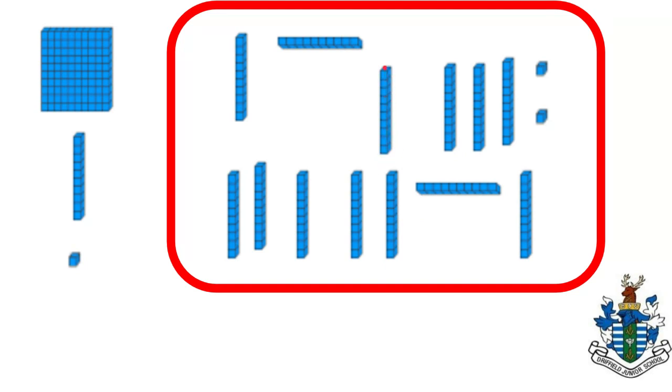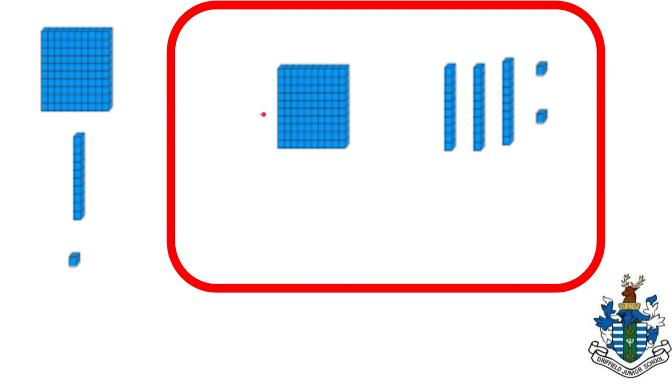10 of these sticks of 10 can be represented as 100, so let's exchange 10 of those 10s for a 100. We could stick them together, we could combine them, or we could just swap them over for a 100 square. So now we've got 100, 3 tens and 2, 132. The same number of cubes is there, we've just tidied up how we represent it.